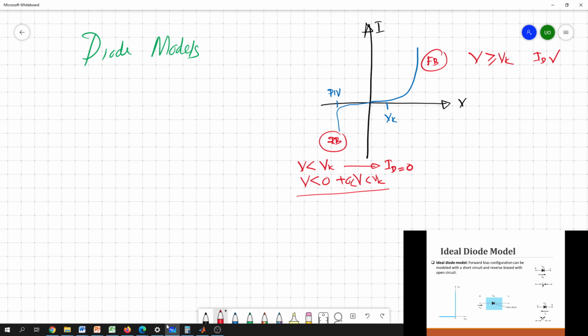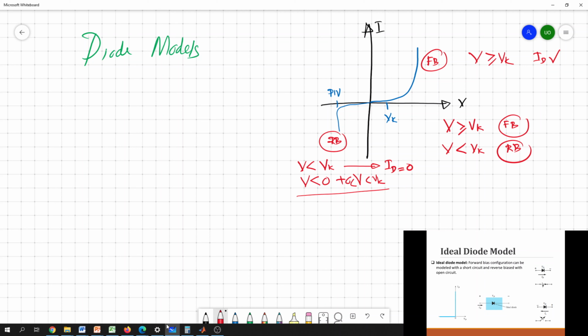So as a conclusion, V greater than or equal to Vk, that is forward bias. V less than Vk, that is reverse bias. So these are the two conditions which we need to check whether the diode is forward bias or reverse bias. If the voltage across the diode is greater than or equal to the knee voltage or the barrier voltage, we can simply claim that it's in the forward bias region. If it is not, we can simply claim that the diode is in the reverse bias region.